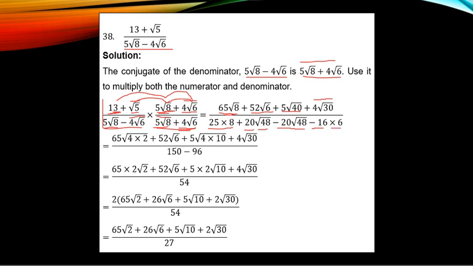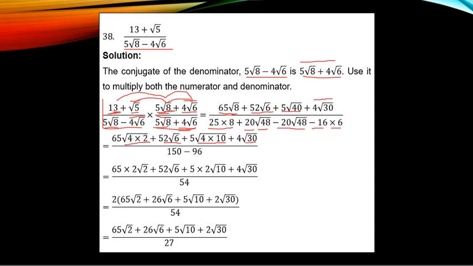You get that? Okay. So let's try and simplify the numerator. We can express root 8 as root 4 times 2. Root 6 is already in simplest form. You can express root 40 as root 4 times 10. Root 30 has no other factor that is a perfect square.